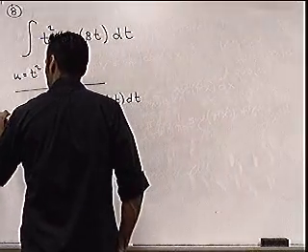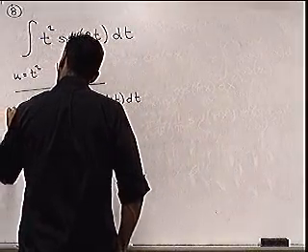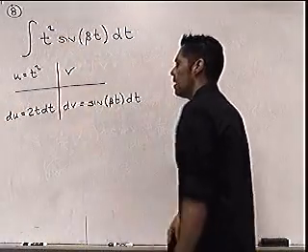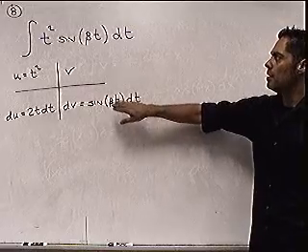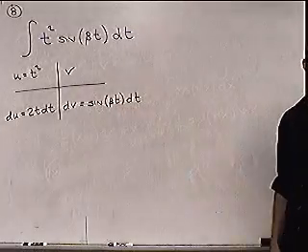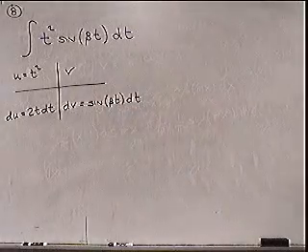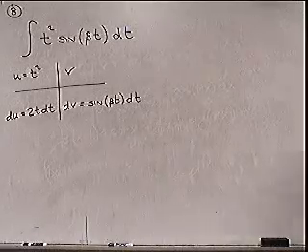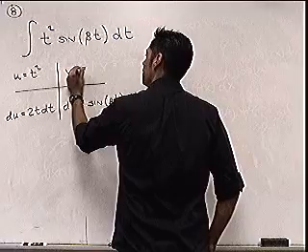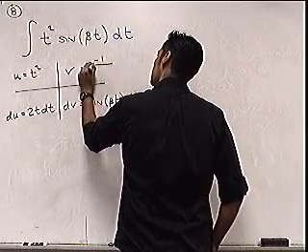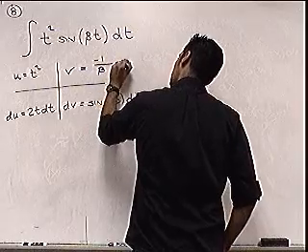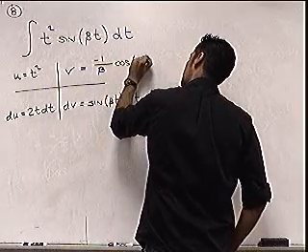What's du? 2t dt. What's v? So we need to go backwards from this and go back up with it. So it's right here if you need it. Negative 1 over beta cosine beta t.